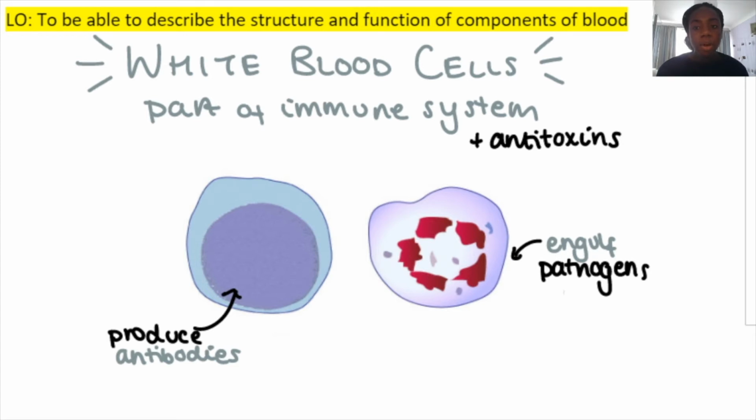So on the left, we've got an example of a type of white blood cell which produces antibodies in response to antigens found on pathogens. And then on the right, we have an example of a white blood cell which defends against infection by engulfing foreign pathogens. Also types of white blood cell which can produce antitoxins in response to toxins produced by bacteria.